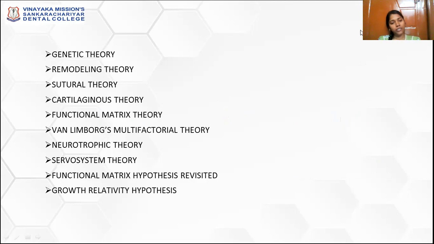These are the 10 theories, in which one word has been repeated. They are: genetic theory, remodeling theory, sutural theory, cartilaginous theory, functional matrix theory, Van Limborgh's multifactorial theory, neurotrophic servo system, functional matrix hypothesis revisited, and growth relativity hypothesis. These are all the theories that scientists and researchers have so far used to represent the way craniofacial growth takes place. We'll see them one by one, and you can easily remember each theory based on the term already quoted for it.